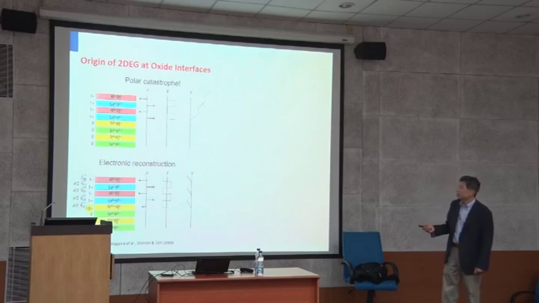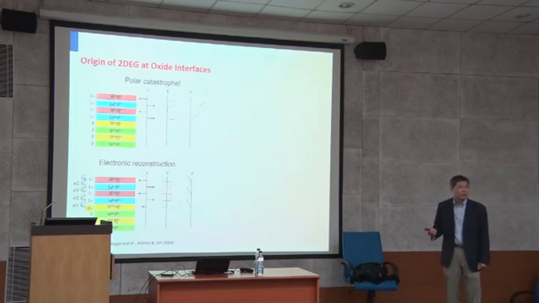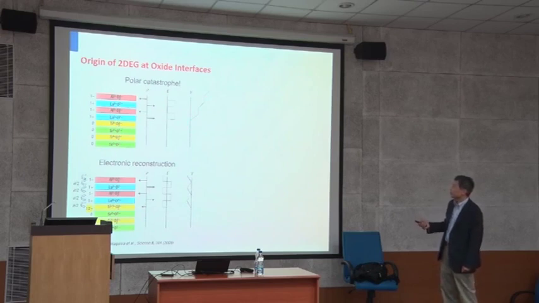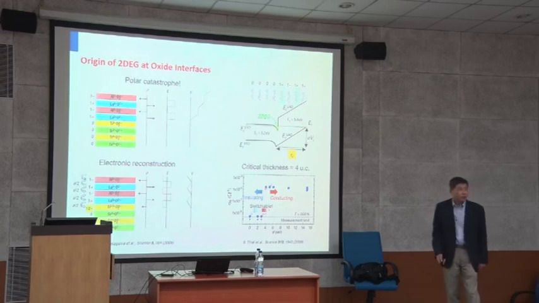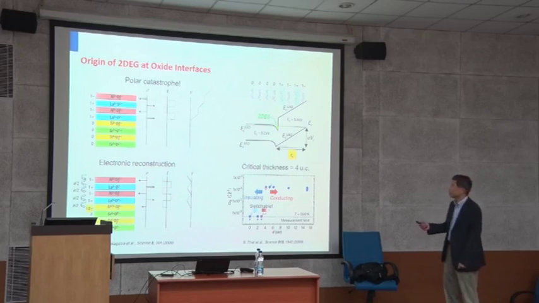And then you can see that this is non-polar: 0, 0, 0, 0. Then you start -1, +1, -1, +1, and then the electric field and potential actually build up. Your potential builds up to a certain point, and then the electron has to come from the top surface to the interface, and then the potential is actually reduced. So that is the mechanism we call electronic reconstruction.